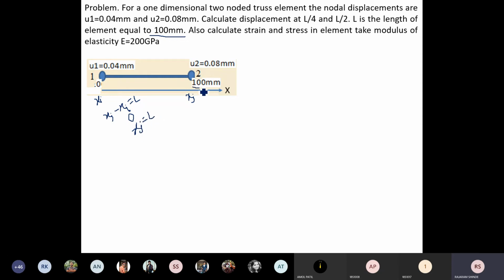So 100 is the nodal coordinate of node number 2. Here you have to remember this, or don't ask me why I have taken 0 here. During the exam, the location of node number 1 is not given. You have to take it at the origin.